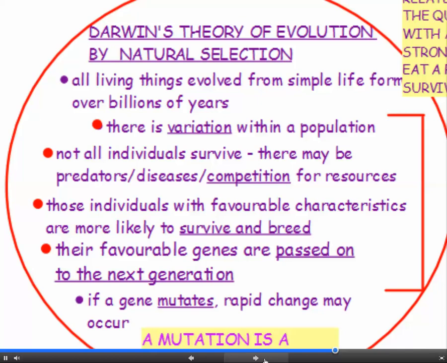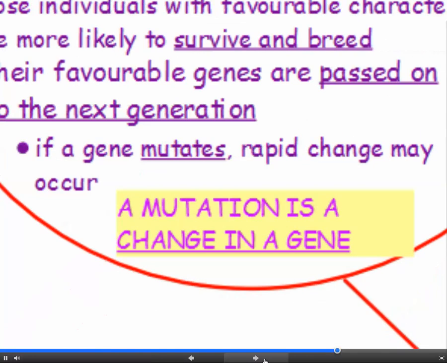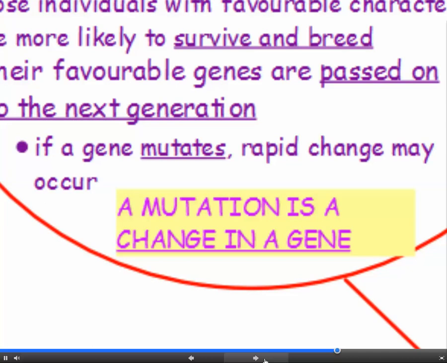And you must get into your answers this idea that the favourable genes are passed on to another generation. You can't stop at the point where they breed. You have to say that these favourable genes are passed on to the next generation. And if a gene mutates, then more rapid change may occur. So remember, a mutation is a change in a gene.